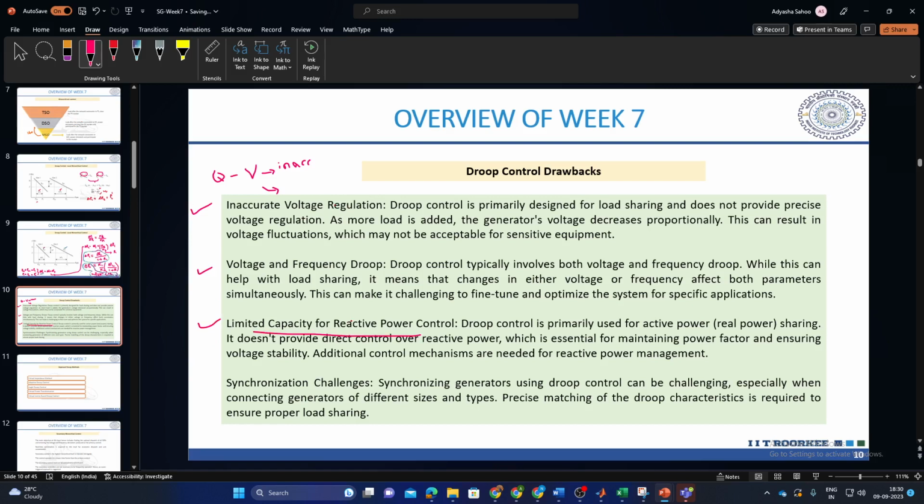So inaccuracies in voltage regulation mean there is no sufficient reactive power support. So basically, you need to add other reactive power support devices such as capacitor banks or other reactive power sources for voltage stability. And it will also pose a synchronizing challenge, because while synchronizing this, you need to precisely match the droop characteristics so that you get equal delta P1 and delta P2. For that, you need to match this K1 and K2.